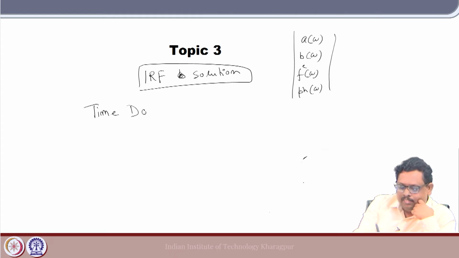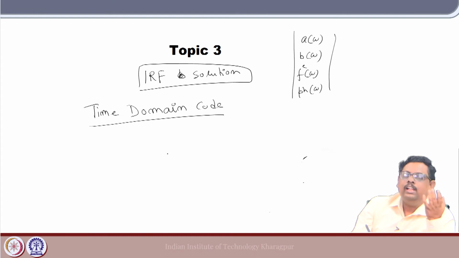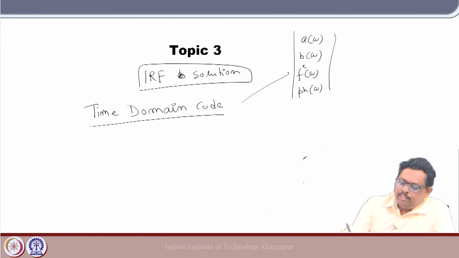Here actually is the first time we are writing a time domain code, but it is not fully independent. It depends on the frequency domain data. Suppose you have this data with you, then how do you convert the frequency domain code to the time domain code?